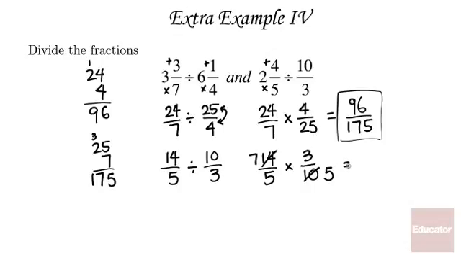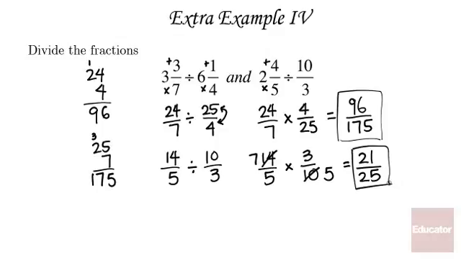And there are no more. So 7 and 5, they have no common factors. So then I can go ahead and multiply them. 7 times 3, 21. 5 times 5 is 25. And that is your answer.